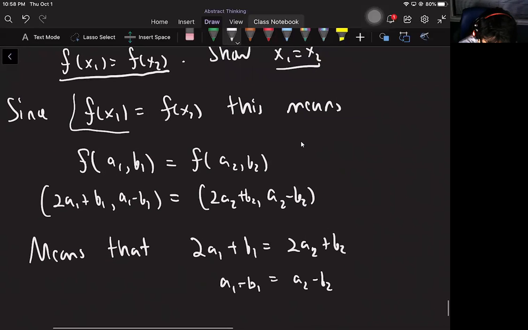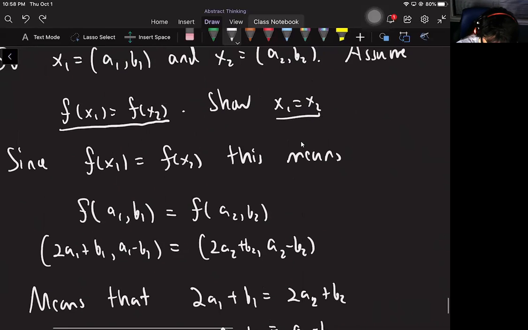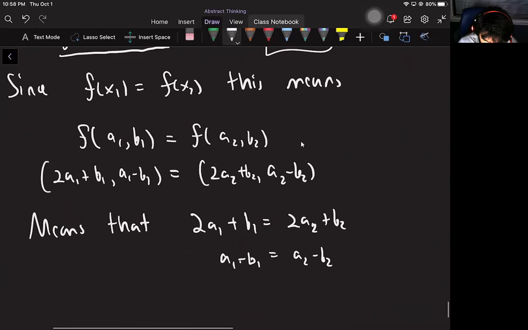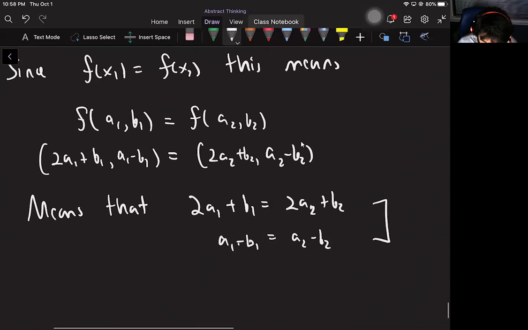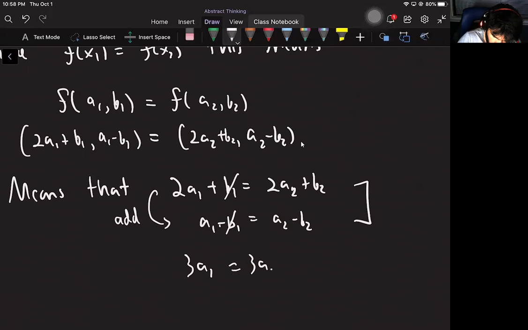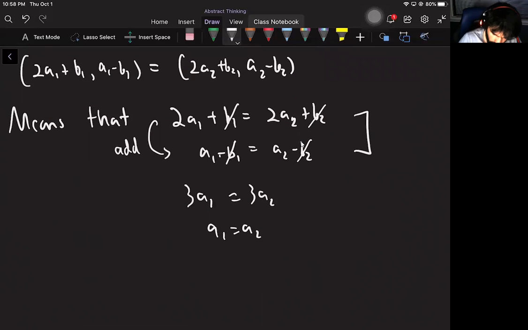We want to show this thing. Sorry, no, we don't. We want to show x1 equals x2. Those are just coordinates. Those are ordered pairs. That means we really need to show a1 equals a2 and b1 equals b2 using this little system. And it's doable. It's going to be a little annoying, but we can do it. So let's add the two equations. Remember doing this, 3a1, those will cancel, equals 3a2, those will cancel, a1 equals a2. Okay, then substitute back in.